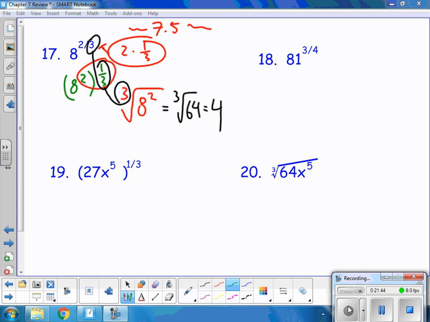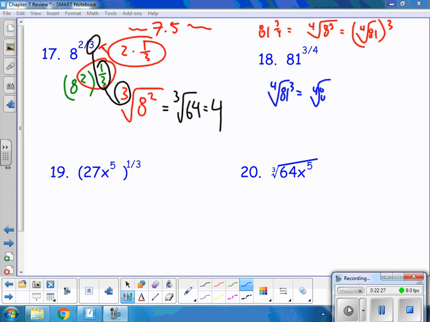Let's look at 81 to the 3/4 power. Now, something to keep in mind also with these guys is, for instance, 81 to the 3/4 power is the same as the quad root of 81 to the 3rd power, which is also equal to the quad root of 81, all of that cubed. Okay, and that's helpful in this situation, and you'll see how that plays out here.